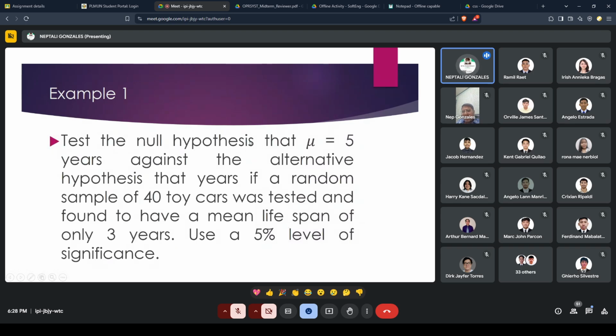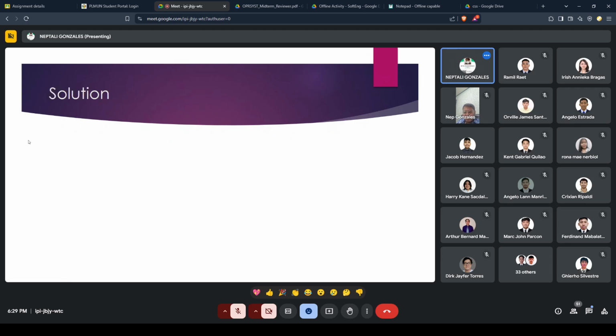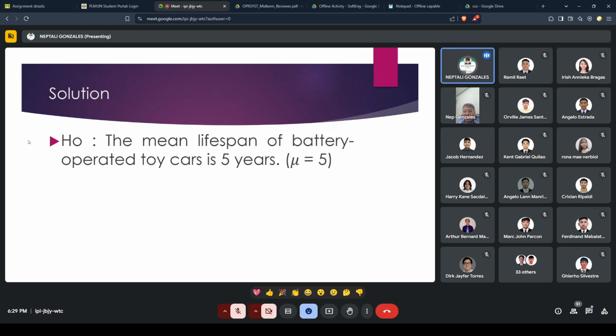Next, we will test the null hypothesis that mu is equal to 5 years against the alternative hypothesis that mu is not equal to 5 years, if a random sample, given n is equal to 40, a sample of 40 toy cars was tested and found to have a mean. So this is a sample mean of only 3 years. And it is stated that we will use a 5% level of significance. So here is the solution of the hypothesis testing.